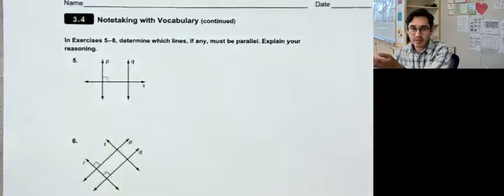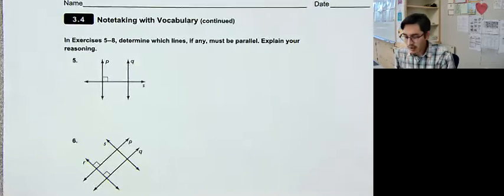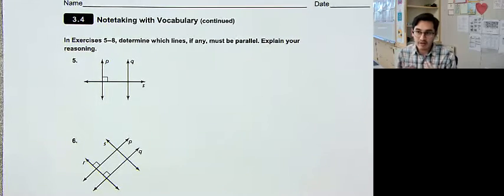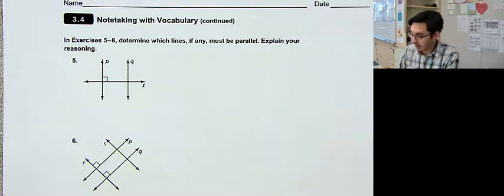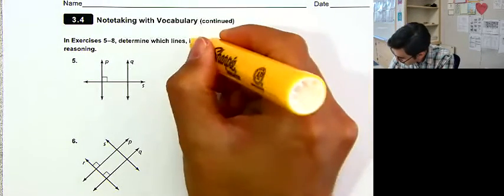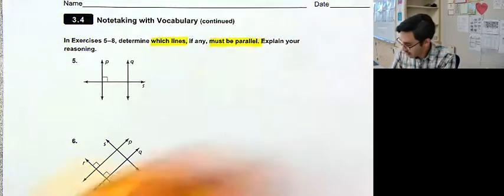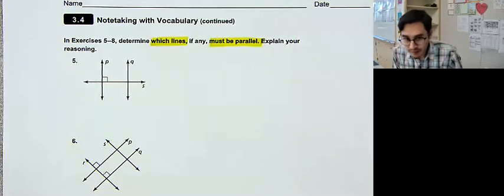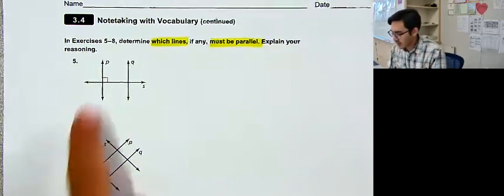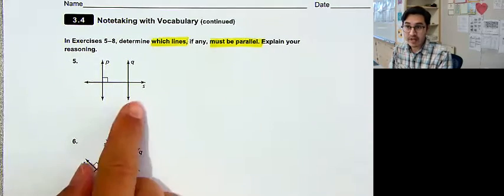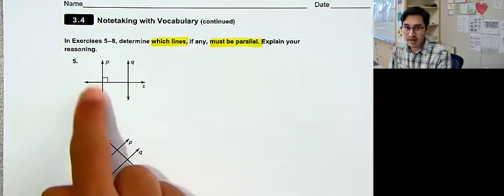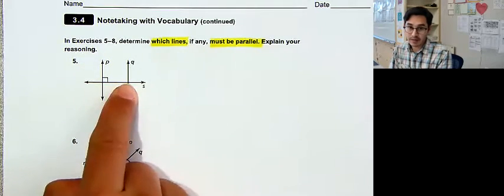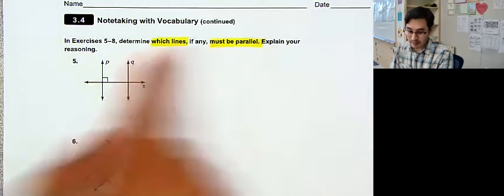Here's the other type of problems that we're dealing with in section 3.4. Diagrams that have intersecting lines, and we need to figure out which ones are parallel. Okay, so which lines are parallel? So in diagram 5, we have 3 intersecting lines, and we know 1 angle, right? So there's a right angle here. Okay. So that tells me that line P and S are perpendicular. Okay. The question is, which lines are parallel?